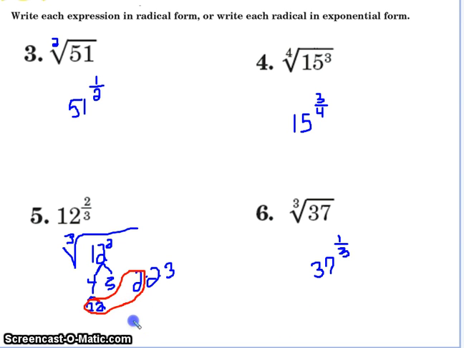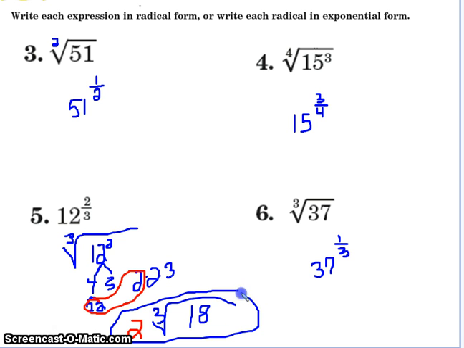So we can bring that 2 out in front, and then we would be left with the 3rd root of 3 times 2 times 3, because I don't have enough 3's to take a 3rd root, so that would actually be 18, because 3 times 2 is 6 times 3 is 18. So if you wanted to simplify that radical, you could.